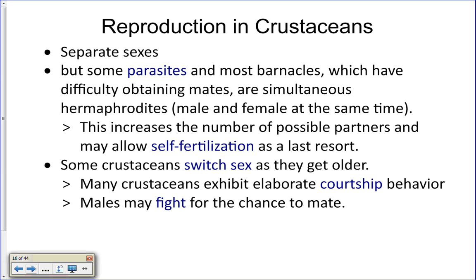You do have some types of crustaceans that can actually switch gender as they get older. So they can go from male to female, or female to male. And you may also see some types of crustaceans that will exhibit very elaborate courtship behavior, meaning males will dance for the females. Sometimes the males may even fight for a chance to mate with the females. So you'll see all sorts of different kinds of mating behavior.